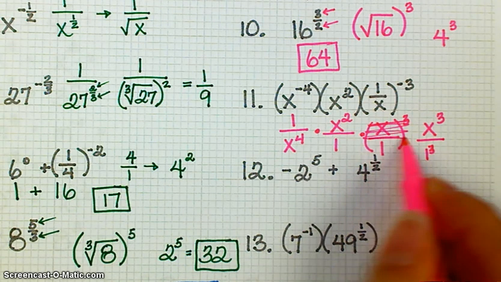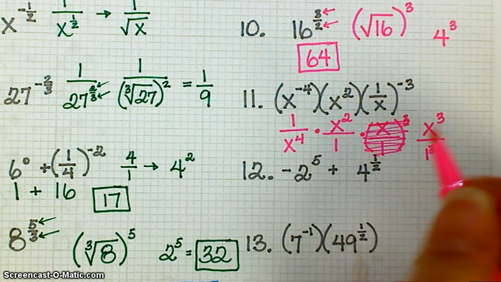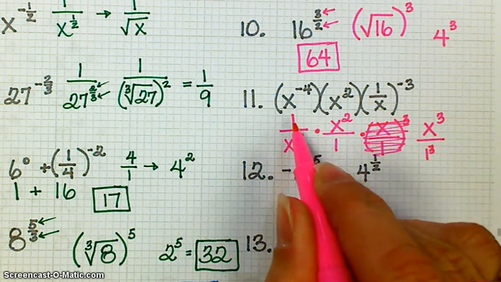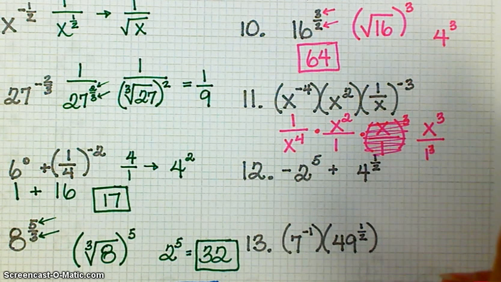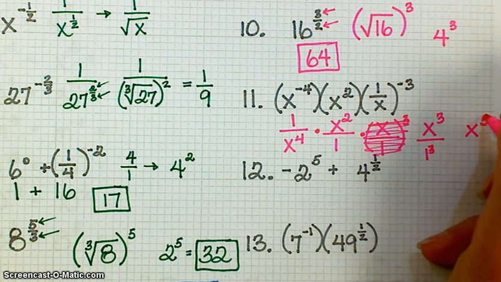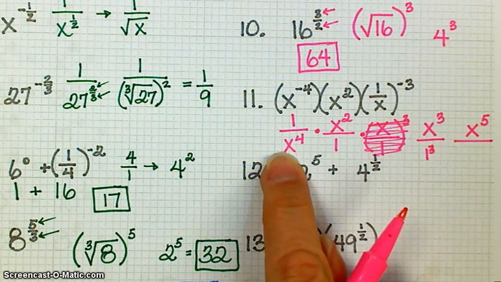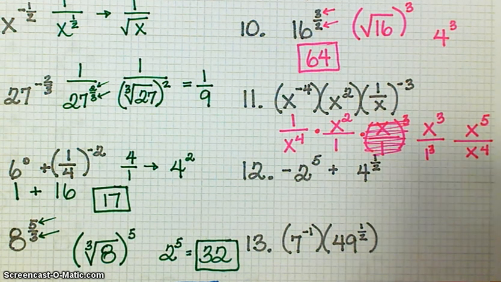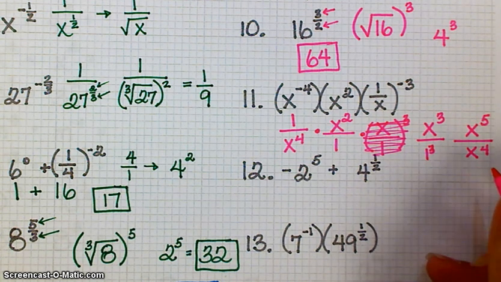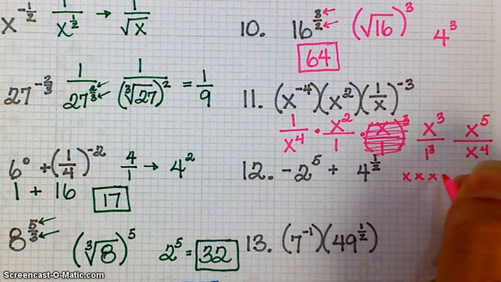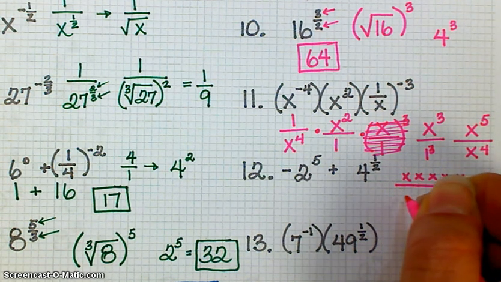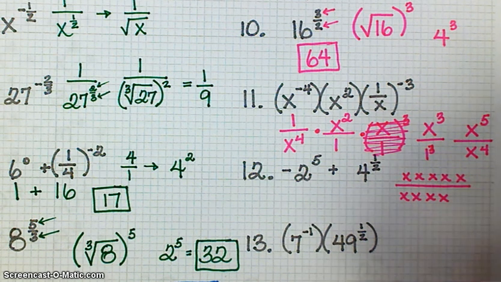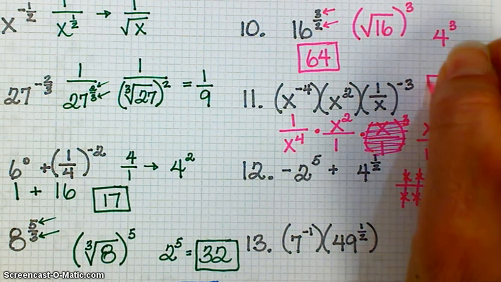Now I just take all of my numerators and multiply. 1 times x squared times x to the 3rd. That is x to the 5th over x to the 4th times 1, that's just x to the 4th. All right, long story short, I've got x times x times x times x times x up at the top, x times x times x times x at the bottom. Write it out. 2, 3, 4, 5. X to the 5th on top. X to the 4th on bottom. Cancel, cancel, cancel, cancel. And your final answer is just x.